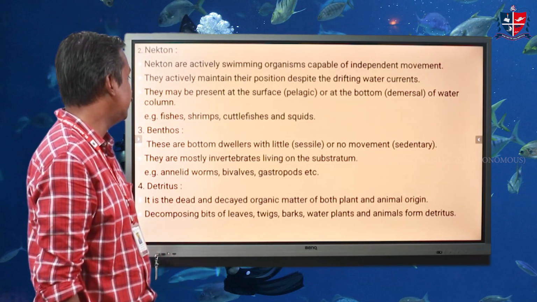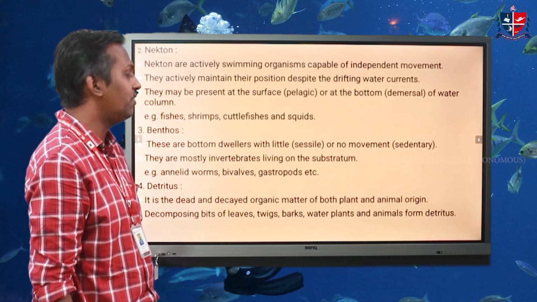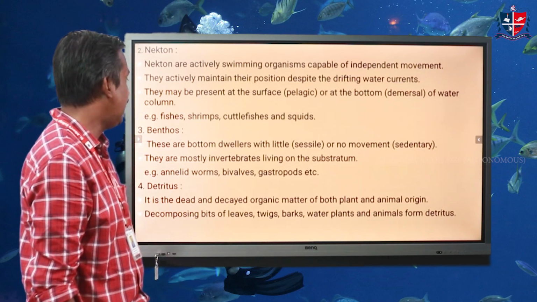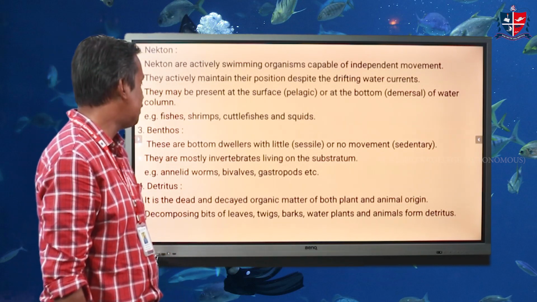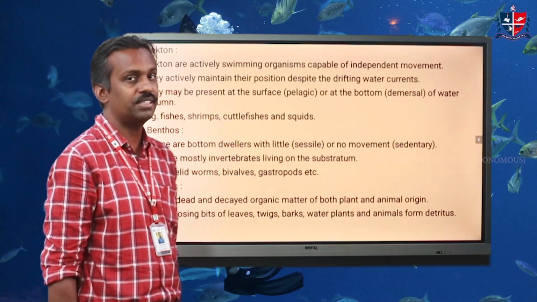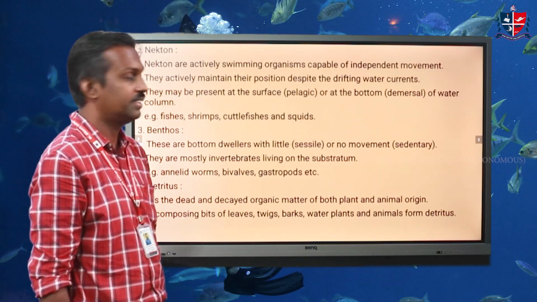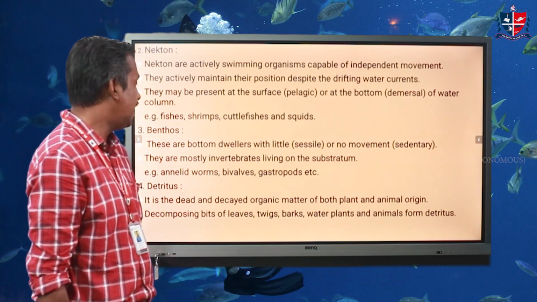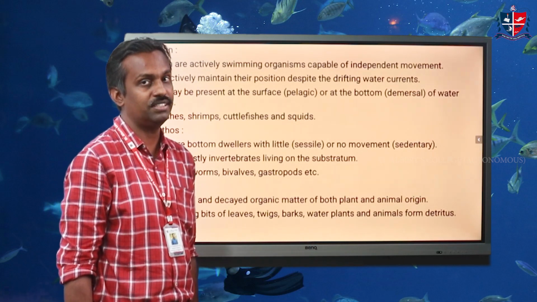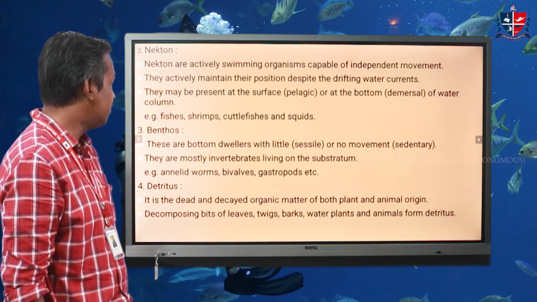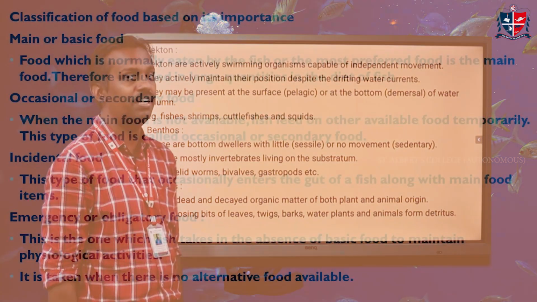The third one is benthos. These are bottom-dwelling organisms with little or no movement. They are mostly invertebrates living on the substratum. The examples are annelid worms, bivalves, and gastropods. The fourth one is detritus. It is the dead and decayed organic matter of plant and animal origin. The decomposing bits of leaves, twigs, barks, water plants, and animals form detritus.